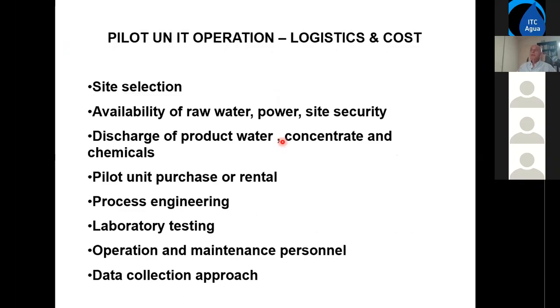So the pilot unit has its own logistics and cost. First about logistics, site selection. The pilot unit for a new plant is done in a place where there is nothing. There is usually no access road, no electricity, no water, no place to discharge wastewater. And then let's say this is brackish water for nanofiltration. So the well may be there, but except for the well, there is nothing else. So this is the problem.